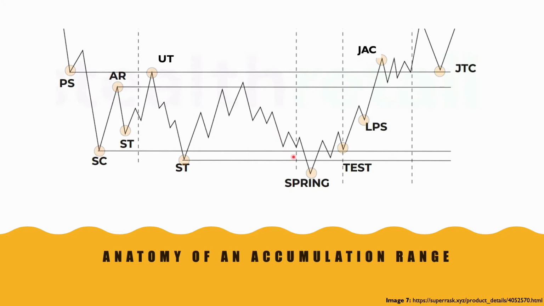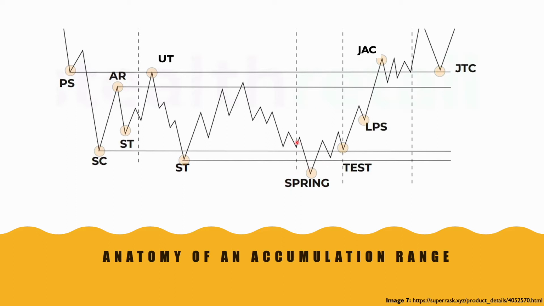Now, once the market maker has judged that he has taken over enough of the supply, he will begin to test the supply and demand. What will he do? He will manufacture an event that will cause price to go below the range low. Why? Because he wants to see if there are any sellers left at these levels. And if there are sellers, of course price will continue to go down and this spring event will fail.